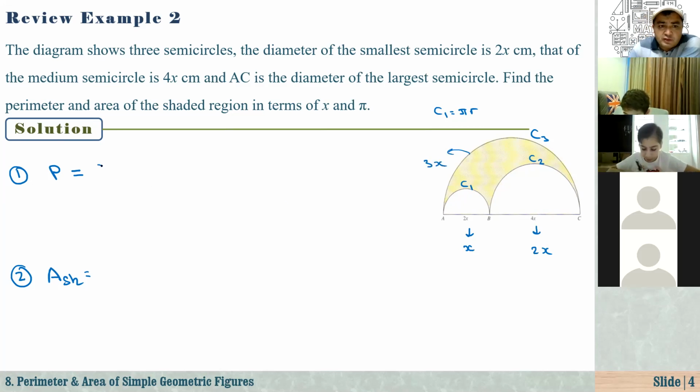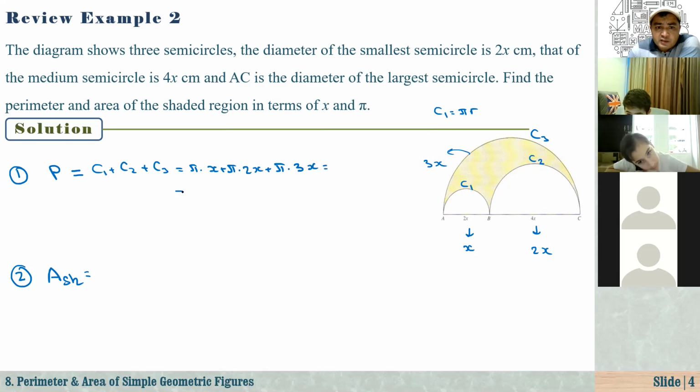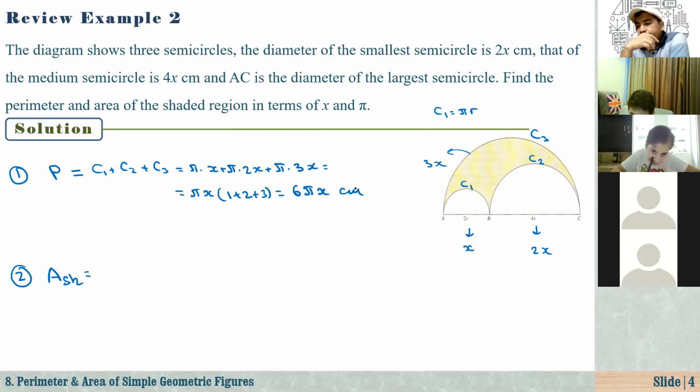So that's equal to C1 plus C2 plus C3. The first one is pi times x, the second one is pi times 2x, and the biggest is pi times 3x. Now, what is the common factor? Pi x is a common factor. 1 plus 2 plus 3. That's equal to 6 pi x centimeters.